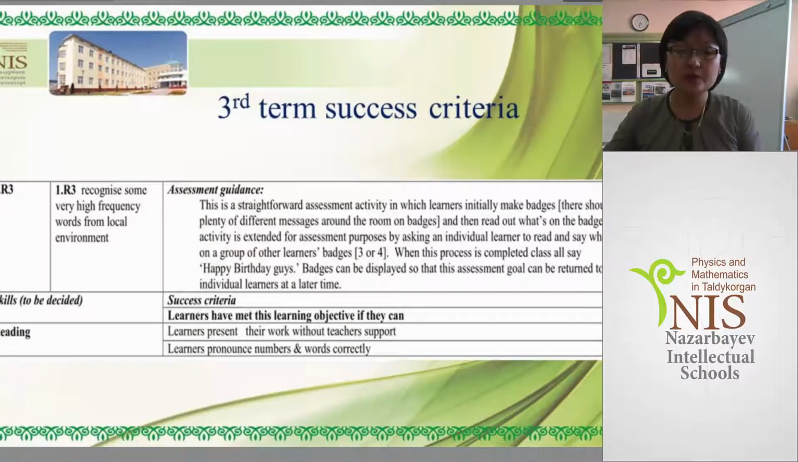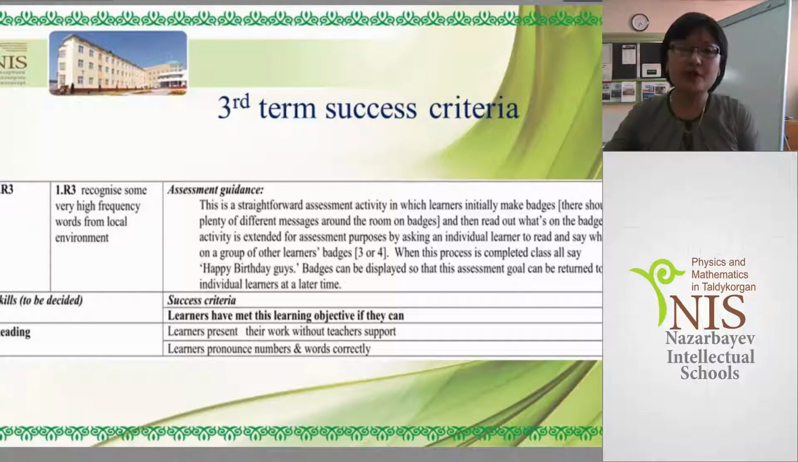So let's turn to success criteria, which says this is a straightforward assessment activity in which learners initially make badges. The activity is extended for assessment purpose by asking individual learners to read and say what is on a group of other learners' pages. When this process is completed, the class all say happy birthday guys. Badges can be displayed so that this assessment goal can be returned to the individual learners at a later time.